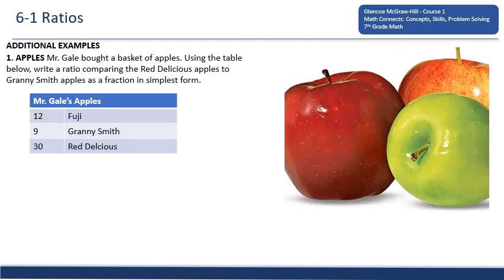Additional examples. Mr. Gale bought a basket of apples. Using the table below, write a ratio comparing the Red Delicious apples to the Granny Smith apples as a fraction in simplest form. So there are 30 Red Delicious and there are 9 Granny Smith. So we have 30 Red Delicious over 9 Granny Smith. We have 30 over 9. 30 divided by 3 is 10. 9 divided by 3 is 3.